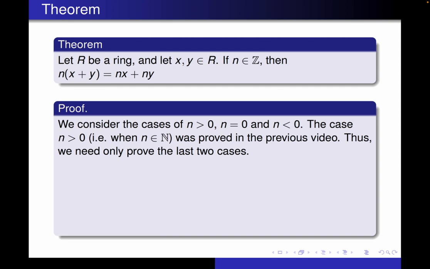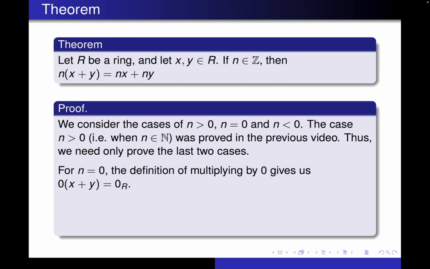We'll start with n equals 0. That's usually the easiest one. For n equals 0, by the definition of multiplying by 0, anytime we multiply by the integer 0, whatever the ring element is, we end up with the 0 element of R. So 0 times x plus y gives us the 0 element of R.